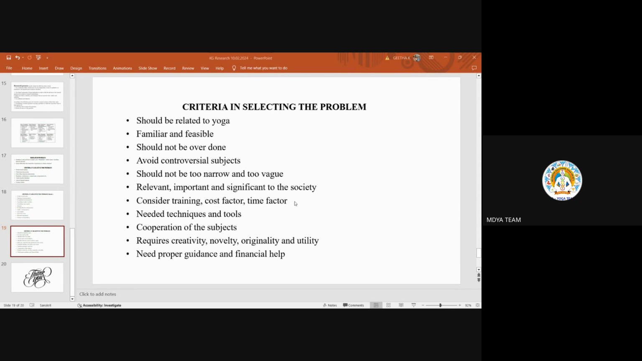And then it should not be overdone. So these things are simple only. Controversial subjects are to be avoided. That's what I say. For example, during the COVID season, if it is an open experiment, like if you want a challenge, you can go.